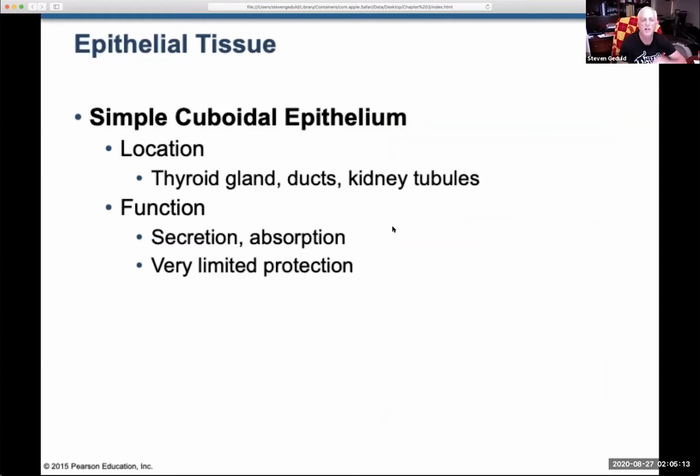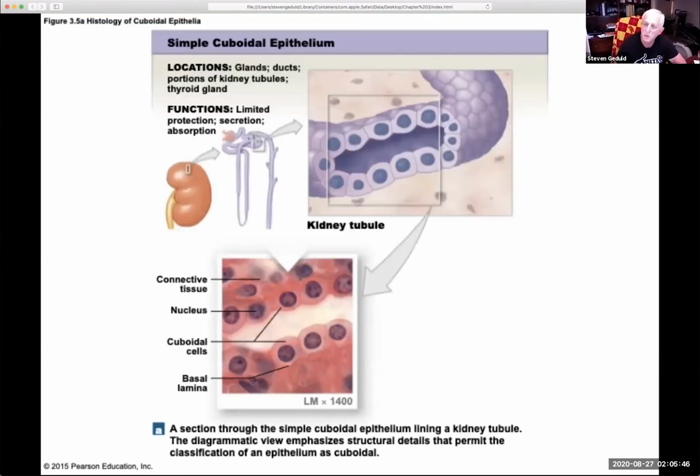Simple cuboidal epithelium. Again, you'll be able to tell what that looks like. Simple means one layer. Cuboidal means it's shaped like a cube. And it's epithelial tissue. It's found in the thyroid gland, ducts, and kidney tubules, for secretion and absorption. Anytime you have simple epithelium, it's going to be because of secretion or absorption. It's easy to transfer across only one cell. It's a lot harder to penetrate more than one cell. Secretion and absorption is their function, with very limited protection. You don't get much protection because there's only one layer.